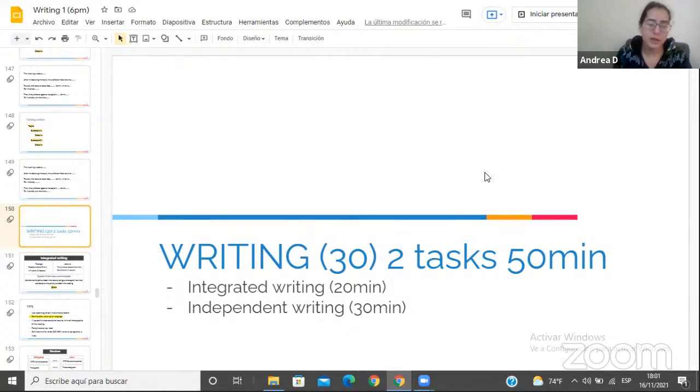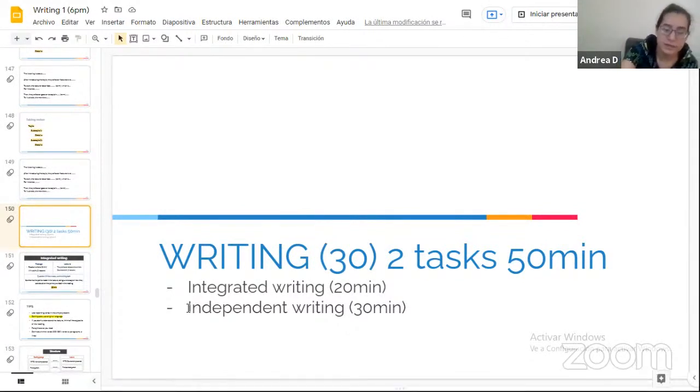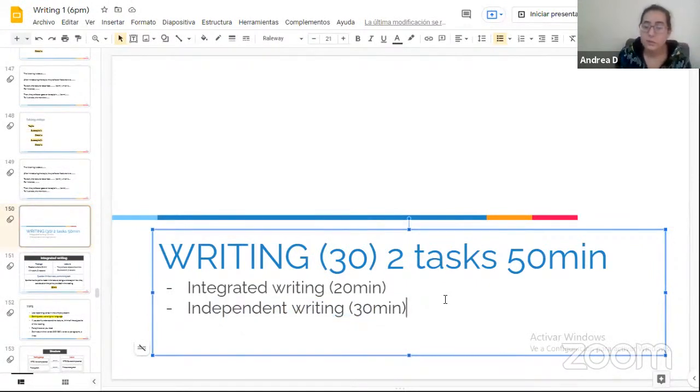So what we're going to be doing now is we're going to be working on the writing section, and we'll be looking at the second task that we have, which is the independent task. Now, again, the writing section is over 30, like all of the other sections. Remember that in this section, you will be asked to do 2 tasks here. And it lasts a total of 50 minutes. So the first integrated writing will be 20 minutes long, and then the independent writing, the second task, will be 30 minutes long. And today we'll be looking at the second one that we have here.